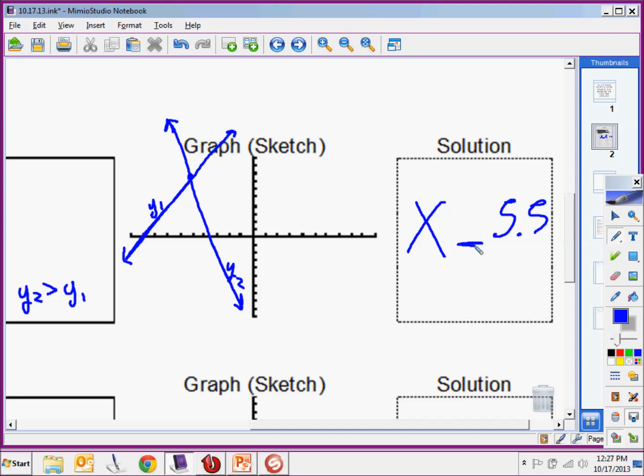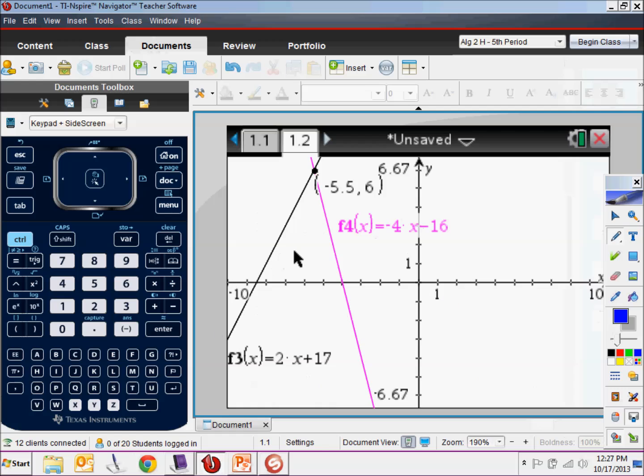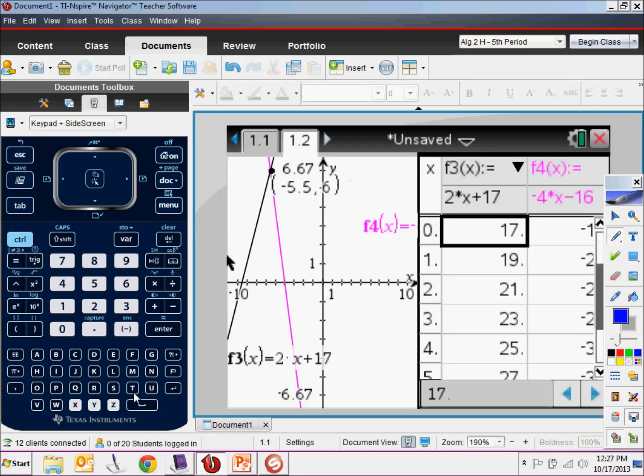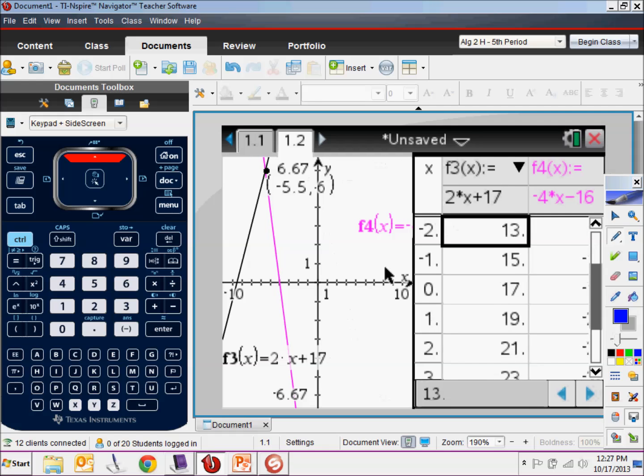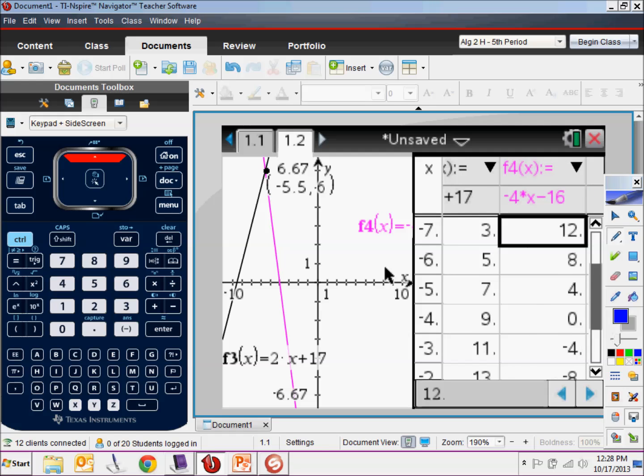Not always. We just want to verify that it is. So I'm going to go to negative 5.5. We're close to it. At negative 5, they're clearly not equal. Well, let's look at negative 6. It gets less. Is y2 greater? Yes.